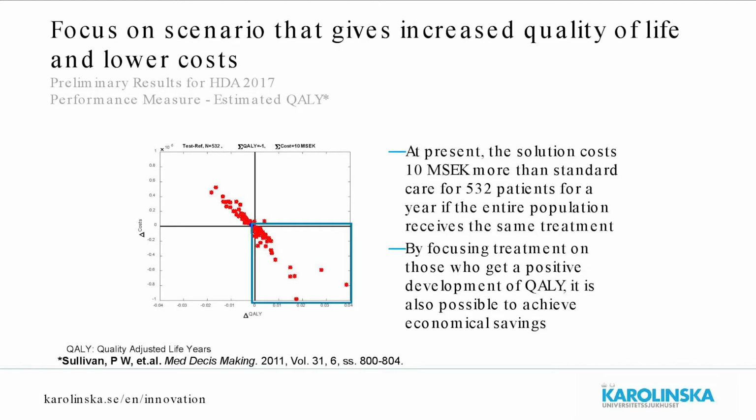So at present, the solution costs 10 million Swedish crowns per year for these 532 patients, if this entire population receives the same treatment. But then I can see that, okay, those patients here, they benefit from this new treatment. And this patient doesn't. So if I give the old solution to the patients in the second quadrant, there will be no difference for them. So by focusing treatment on those who get a positive development of QALY, it is also possible to achieve economic savings.